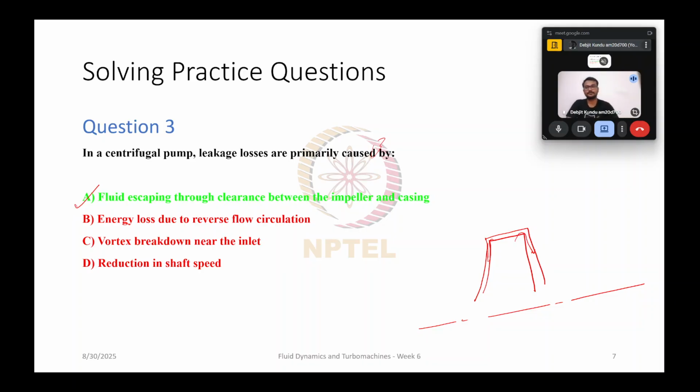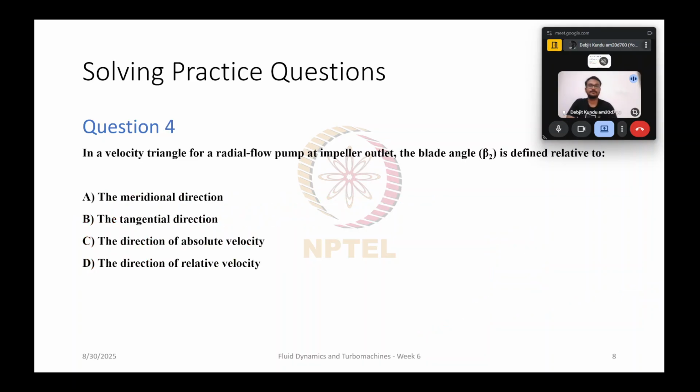Okay, so moving on, we'll move on to question number 4 now, which is asking us that in a velocity triangle for a radial flow pump at the impeller outlet, the blade angle B2 is defined relative to what? Is it option A, the meridional direction? Is it option B, the tangential direction? Is it option C, the direction of absolute velocity? Or is it option D, the direction of relative velocity?